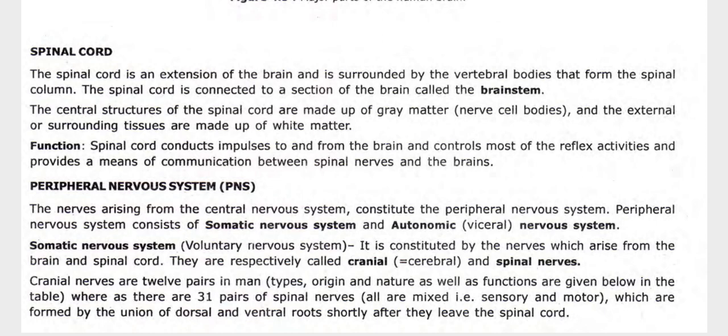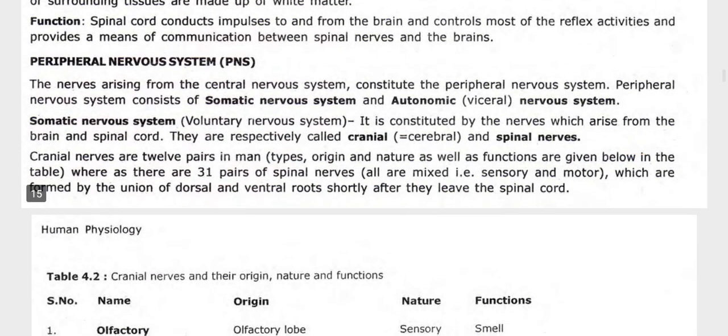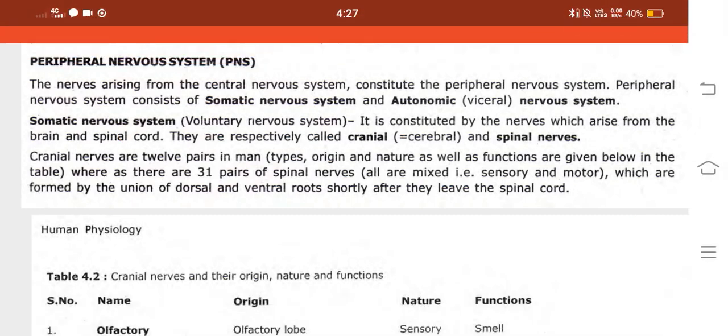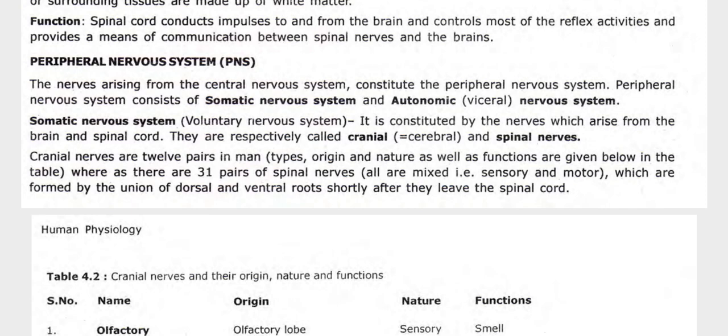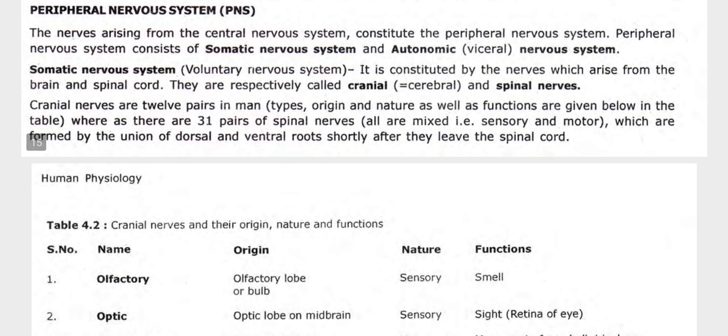Then peripheral nerve system, PNS, is there. The nerves arising from the central nerve system constitute the peripheral nerve system. Peripheral nerve system consists of somatic nerve system and autonomic nerve system. Somatic nerve system, voluntary nerve system, is constituted by the nerves which arise from the brain and spinal cord. They are respectively called cranial and spinal nerves. Cranial nerves have 12 pairs in man. Types, origins and nature as well as functions are given below in this table.